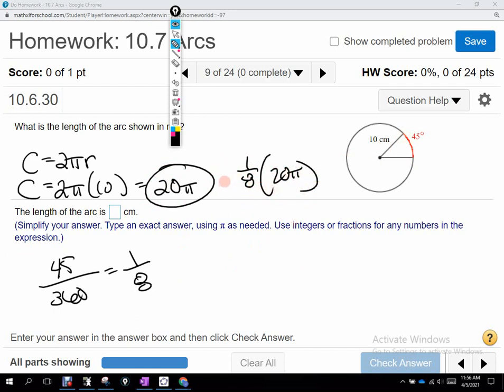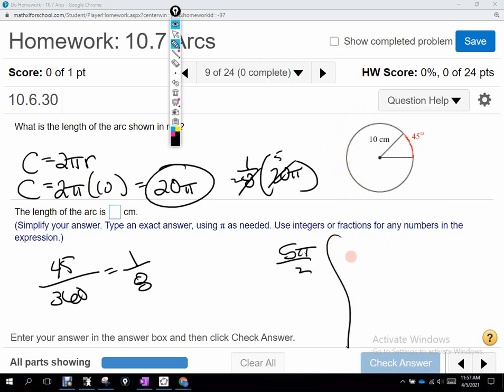Okay, and it says type your answers exact. So this 8 and this 20 carry a factor of 4, right? So I'd have 5 pi over 2 as my exact answer. Okay, now the quick way, you can do it that way, find the circumference and then find the portion of the circle that you're really interested in.